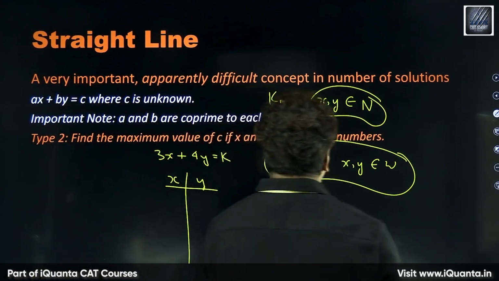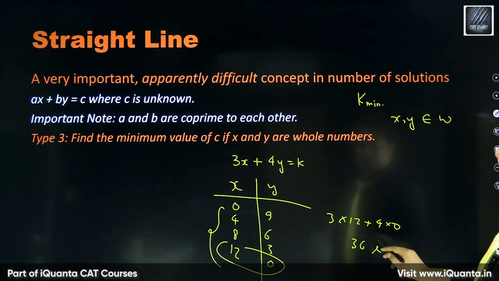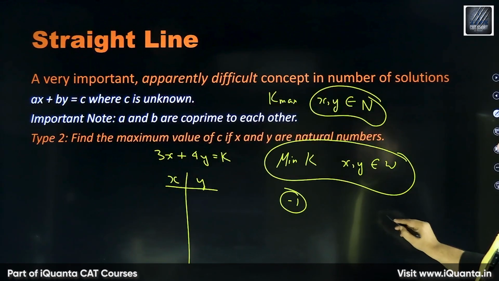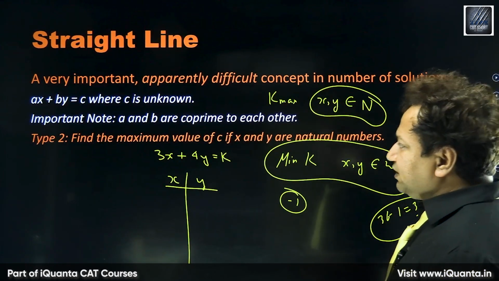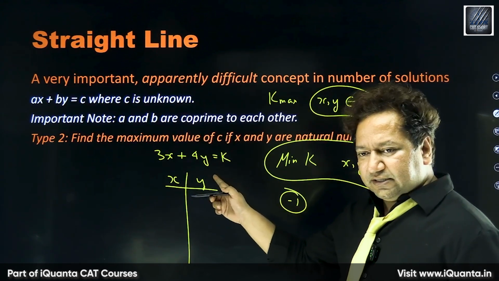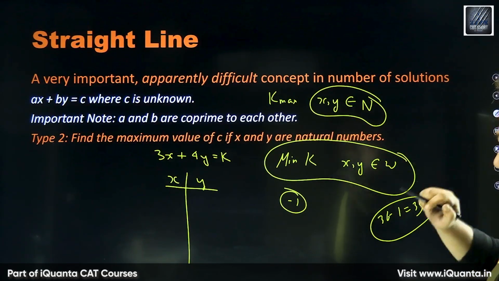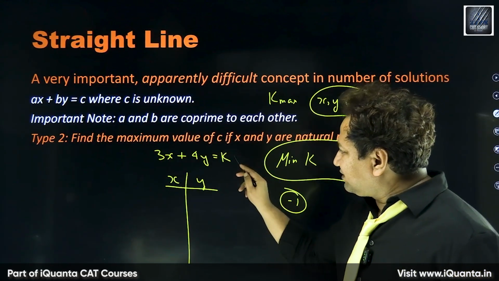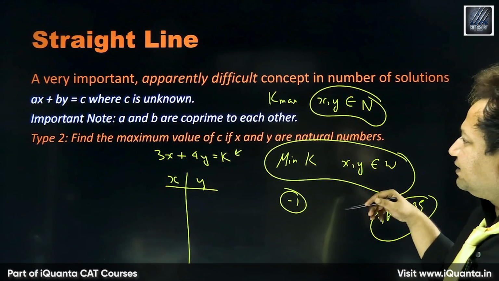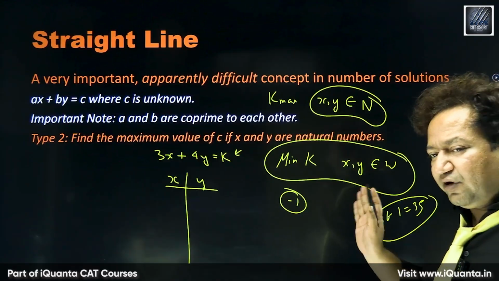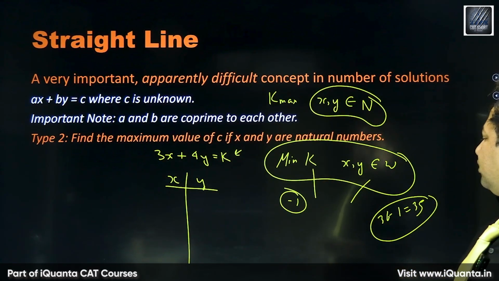All right, minimum value of k when these are whole numbers, which is 36. Just take 36 minus 1, 35, that would be the answer. I'll repeat, if you want to find the maximum value of k in these kind of questions, where x and y are natural numbers, the answer will be 1 less than the minimum value of k when x and y are whole numbers.